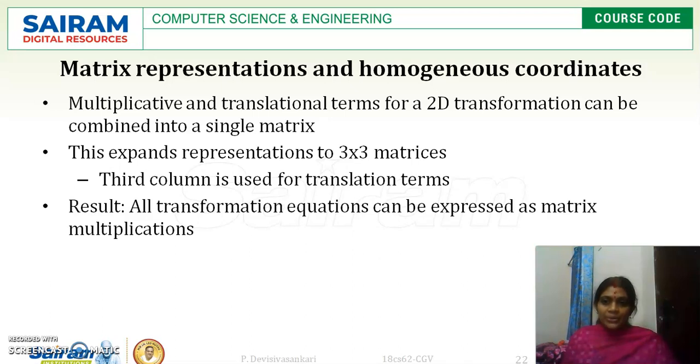Here we are introducing the representation of 3 into 3 matrices. That extra row and column is considered as a homogeneous coordinate. Okay, so this third column is especially used for translation terms. So after introducing this translation term, all the transformation equations can be expressed as matrix multiplication. There is no addition. Previously it was P plus T, right? But after becoming the homogeneous coordinate, it will be multiplications only.